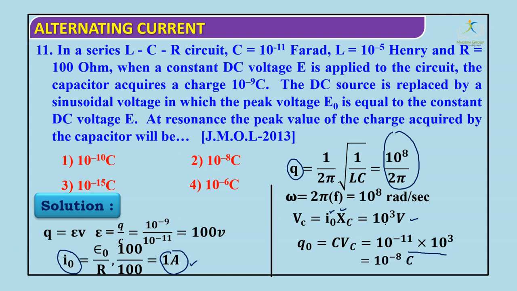I hope you understand the steps of doing the question. So the correct answer will be the second option. Again, why do we need the value of Q? Because if we equate this value of Q, we can easily get the values of other terms like I0, since I0, E0 and R are required.